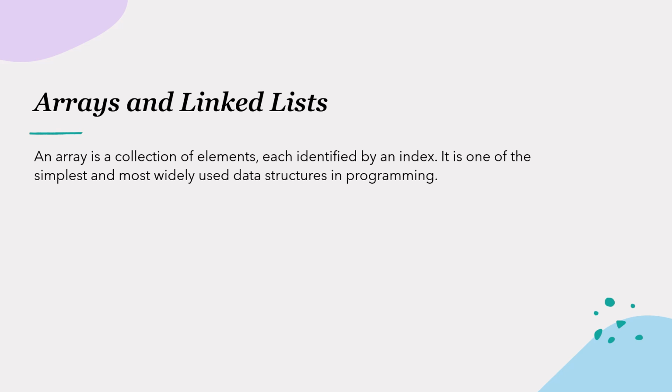Let's look at an example. Imagine an array of integers: 5, 12, 3, 8, 7. Here, the index starts at 0, so the element at index 0 is 5, the element at index 1 is 12, and so on. If you want to retrieve the third element, you simply access it by its index, which takes constant time.